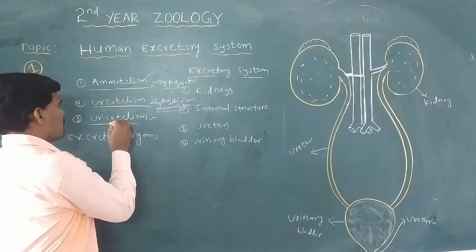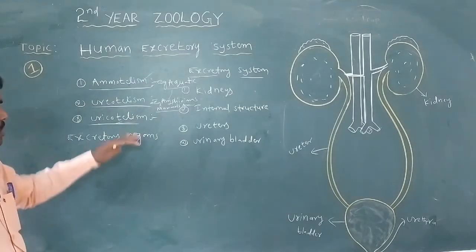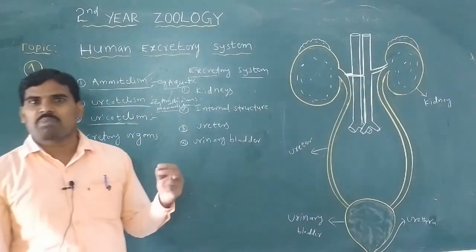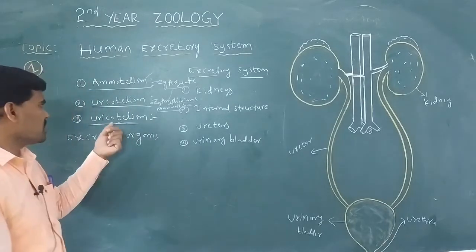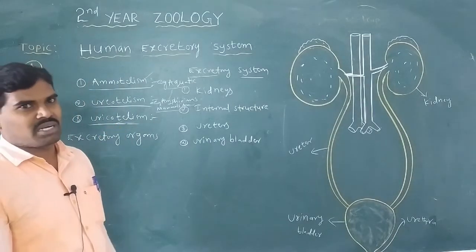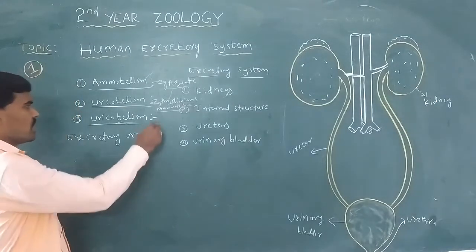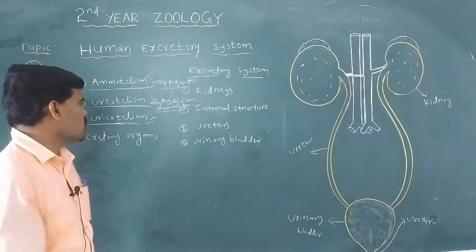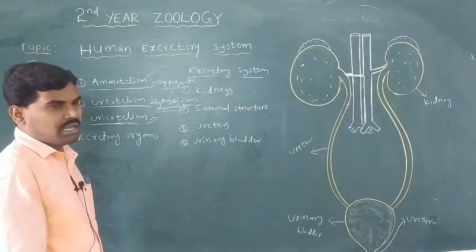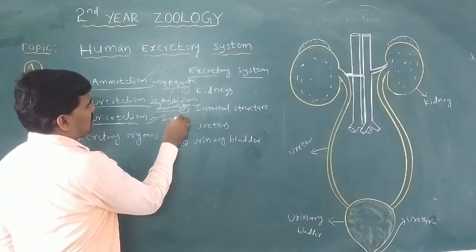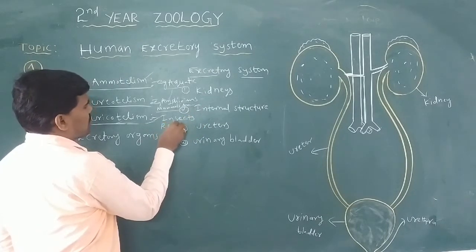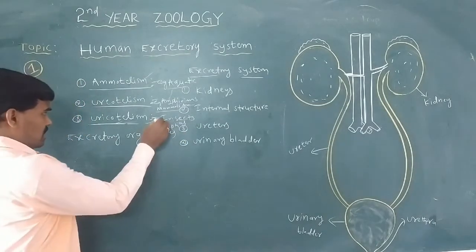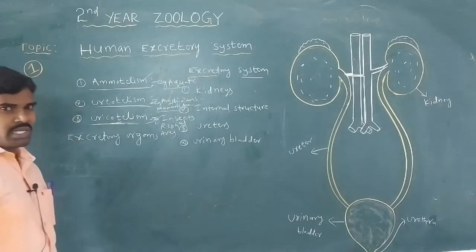Coming to the third one, uricotelism. What is uricotelism? When the nitrogenous excretory material excreted is uric acid, it is called uricotelism. Examples include insects, reptiles, and aves, which are uricotelic animals.